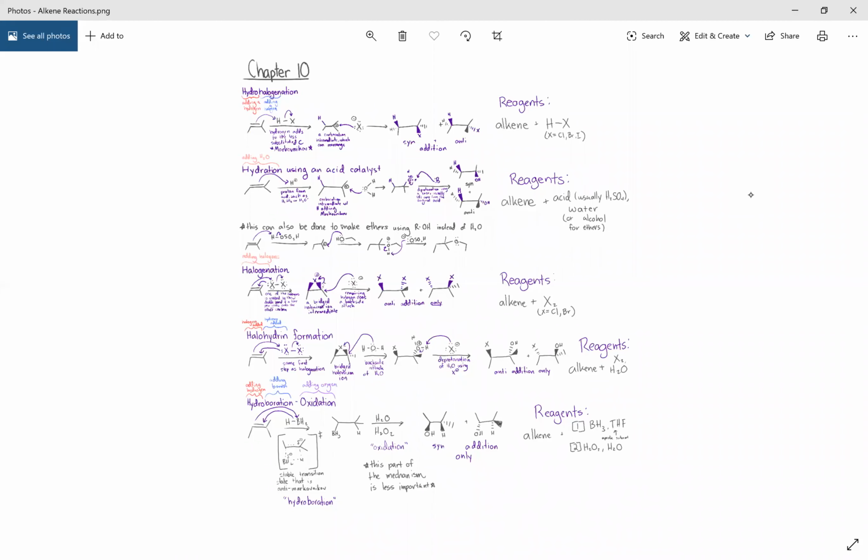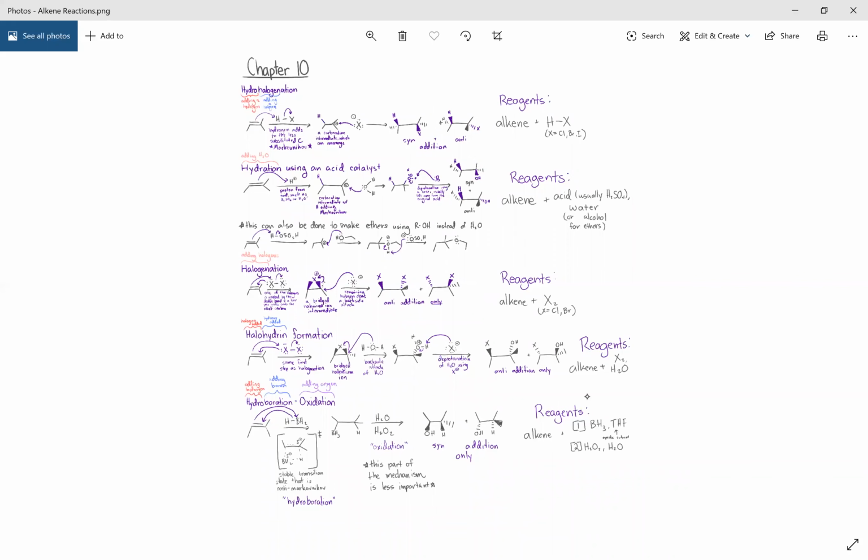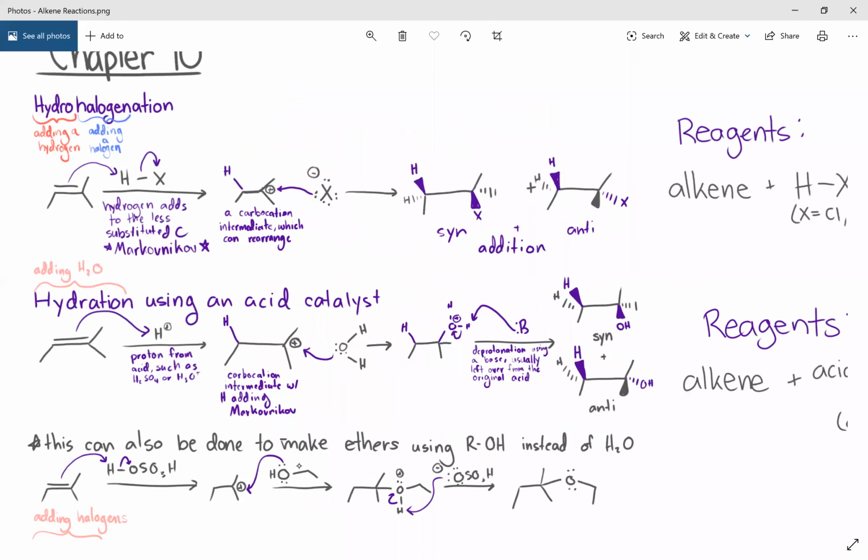Okay? So there are 5 different addition reactions as far as alkenes go. There's hydrohalogenation, hydration using an acid catalyst, halogenation, halohydrin formation, and hydroboration oxidation. This seems really overwhelming when it's all thrown at you at once, but once you break it down, it'll be a lot easier. So let's first look at hydrohalogenation.